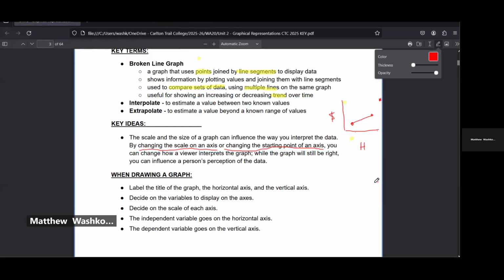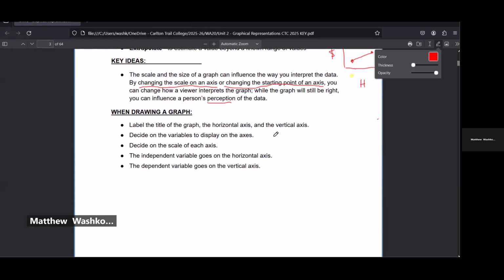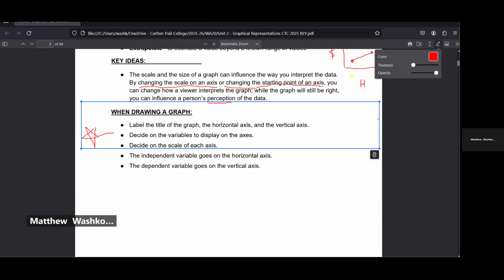So we can change those axes and change how the viewer interprets them. Even if all of those graphs were done correctly, we can influence your perception. So here are your steps for how to draw a graph, okay? Refer to them, put a star next to this, come back to it if you need to. Just make sure that you know how to draw a graph. It takes time, it takes practice.